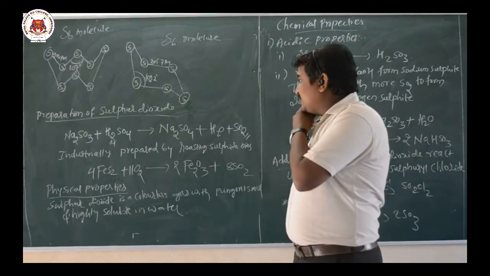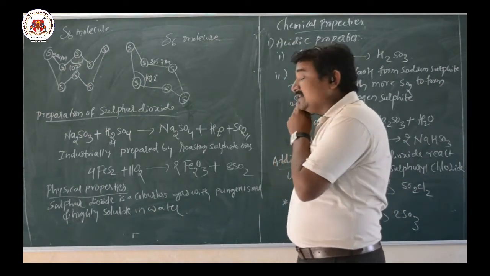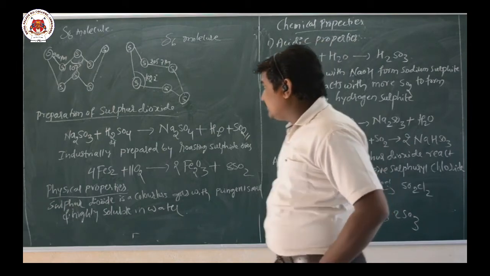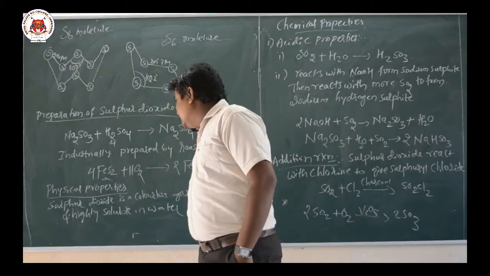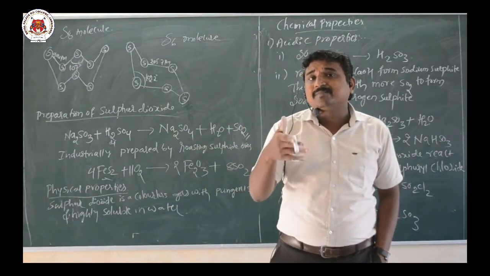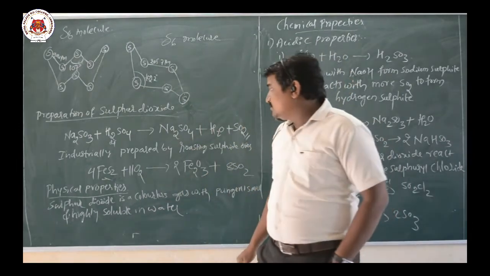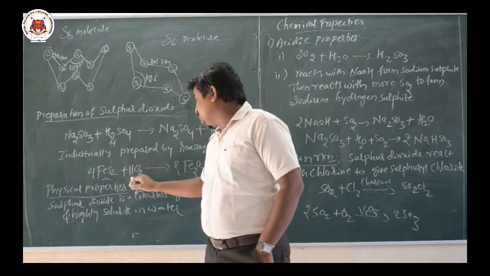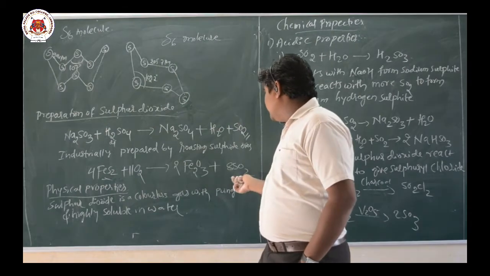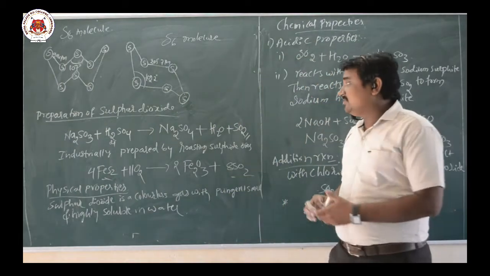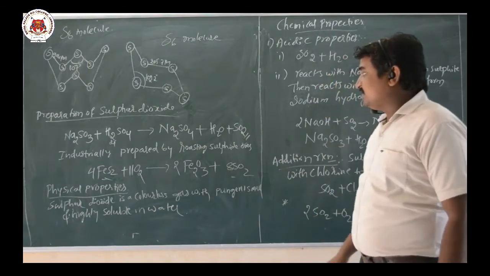Sulfur dioxide is also prepared industrially by roasting of sulfide ores. FeS2 is a sulfide ore. Roasting means heating of ores in the presence of excess air. So the roasting of sulfide ores in excess air forms sulfur dioxide. This is another industrial method for the preparation of sulfur dioxide.